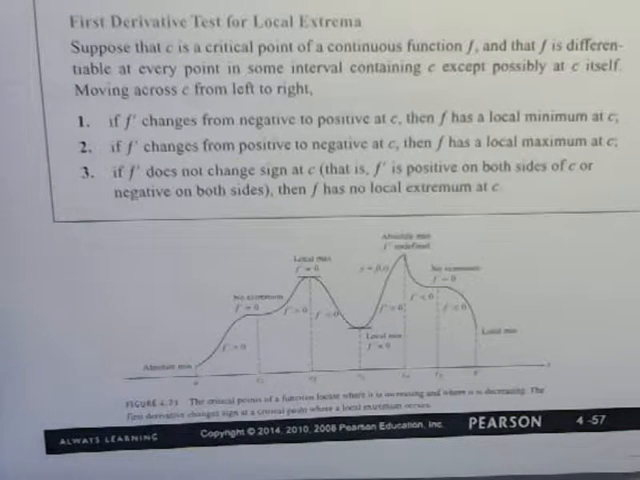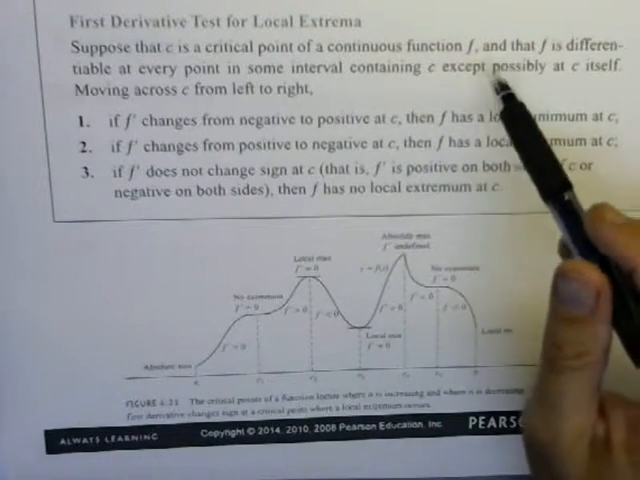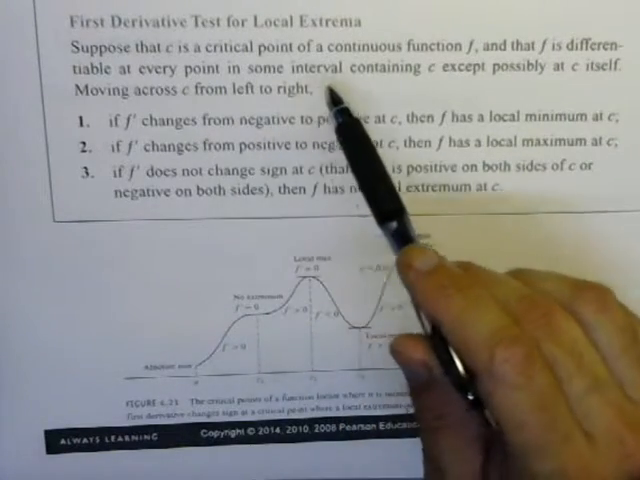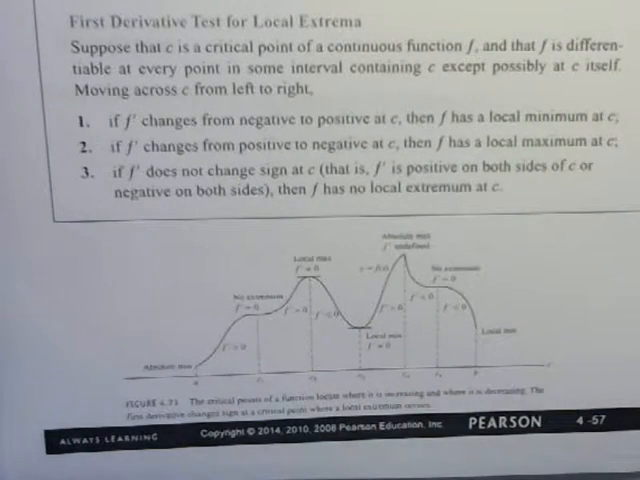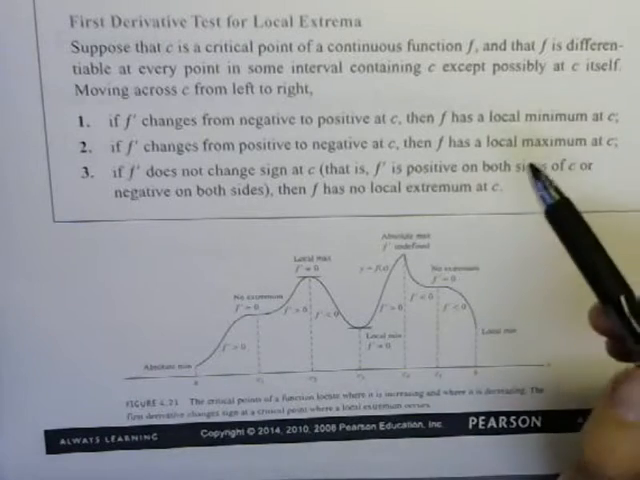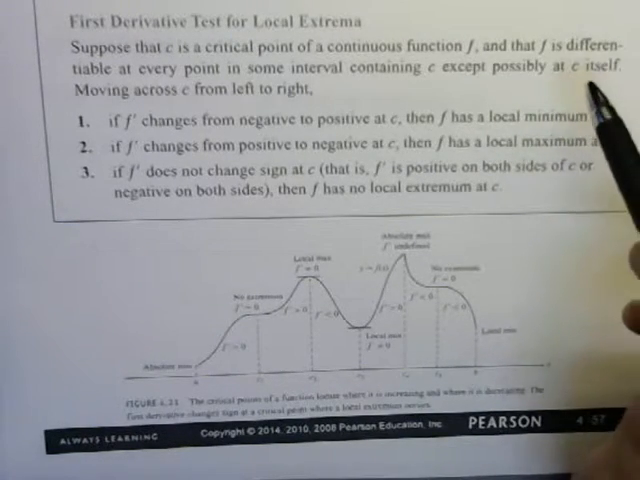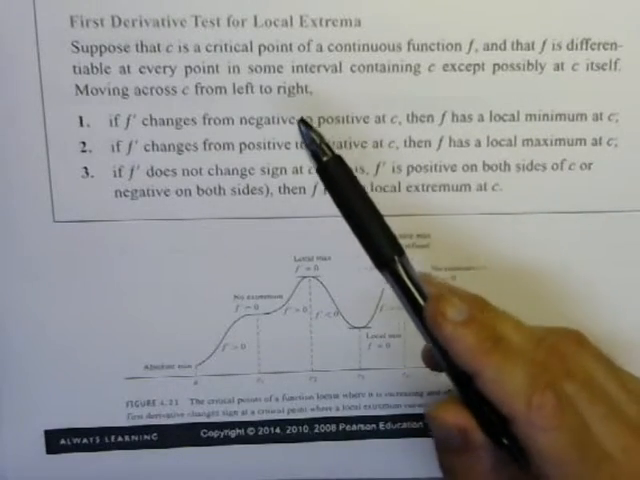So let's look at the first derivative test for local extrema. Suppose that c is a critical point of a continuous function f, and that f is differentiable at every point in some interval containing the number c, except possibly at c itself. So you may not be able to find the derivative at c.